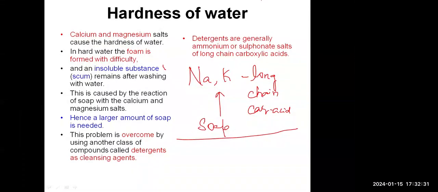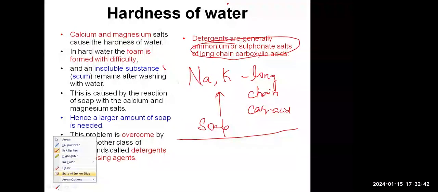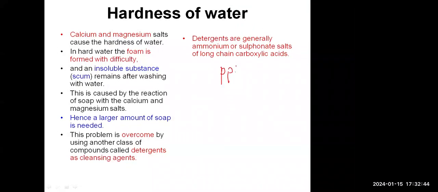But detergents are ammonium or sulfonate salt of long chain carboxylic acid. So they do not form scum. They do not form precipitate in hard water. So it is easy to use them.